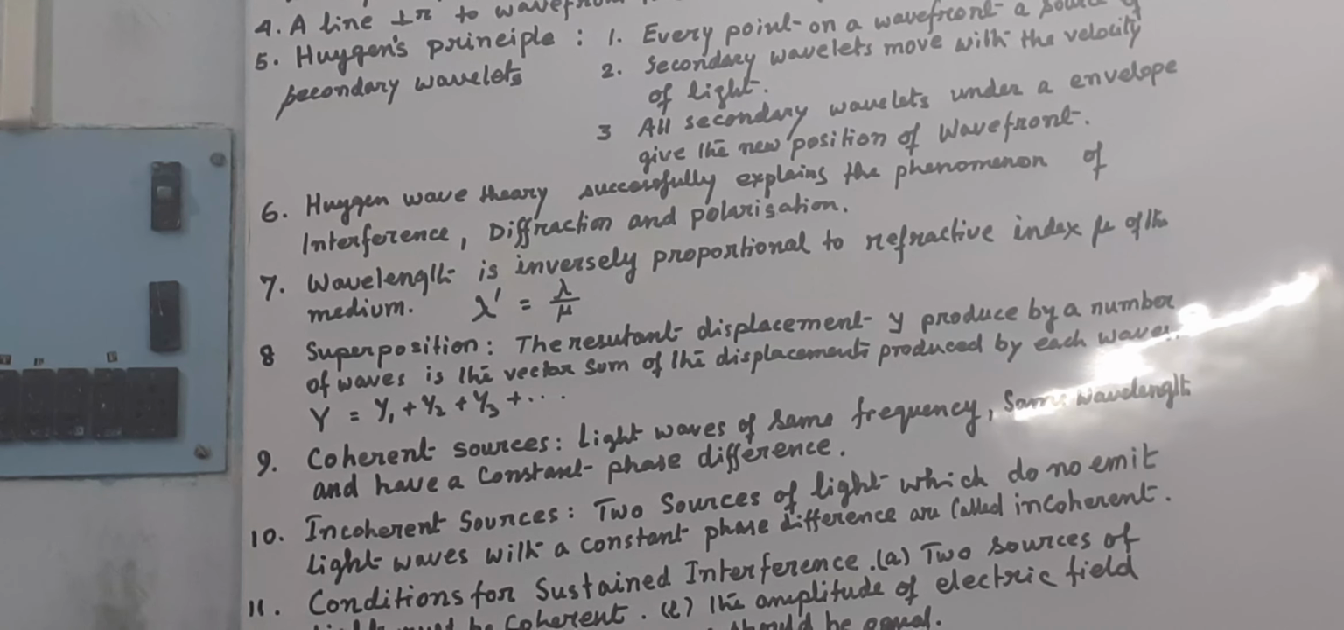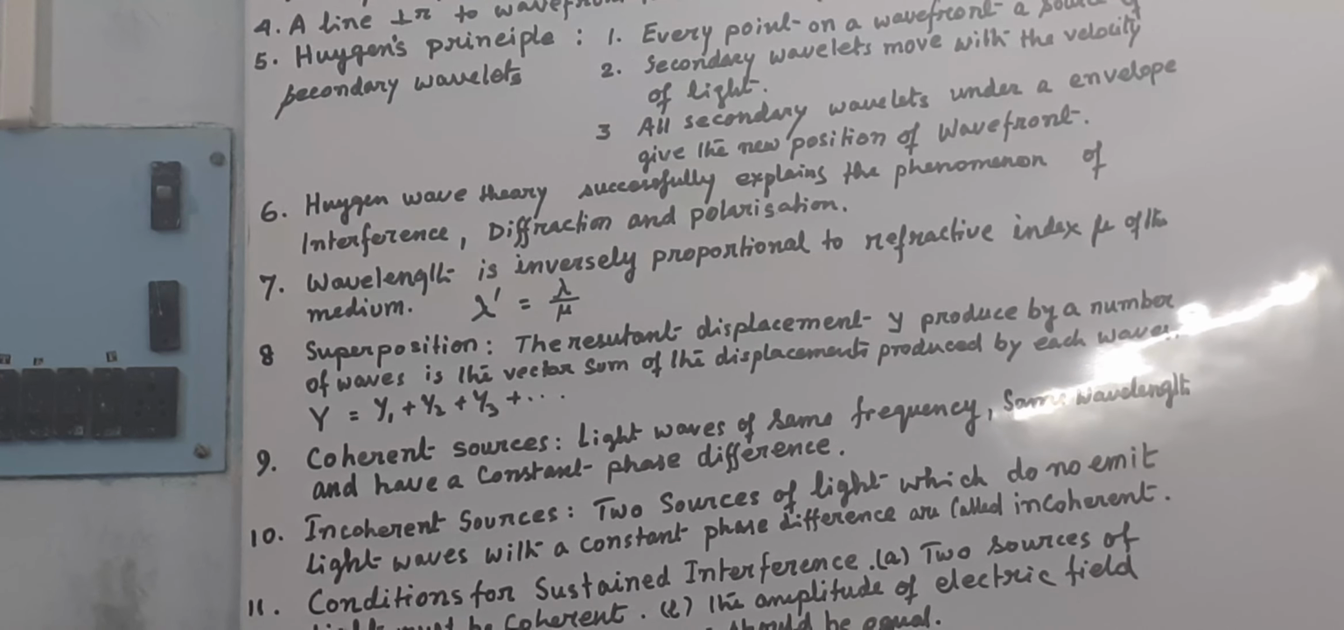Number 6, Huygens' wave theory successfully explains the phenomena of interference, diffraction and polarization. Number 7, wavelength is inversely proportional to the refractive index mu of the medium, that is, lambda dash we can write as lambda over mu. Mu is for the new medium and lambda is the wavelength of the initial source.